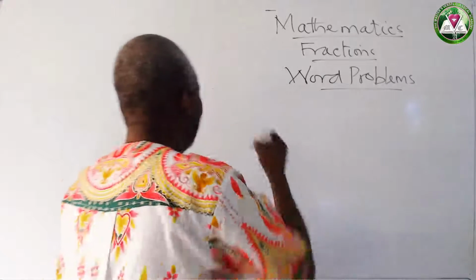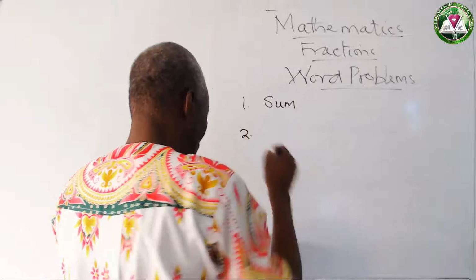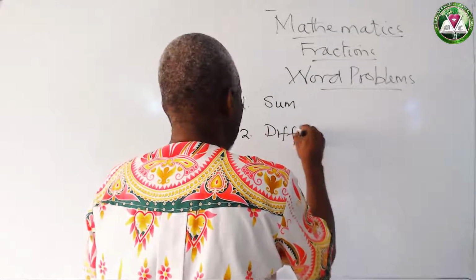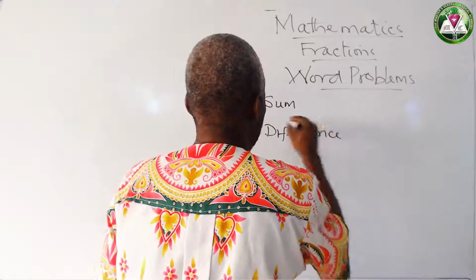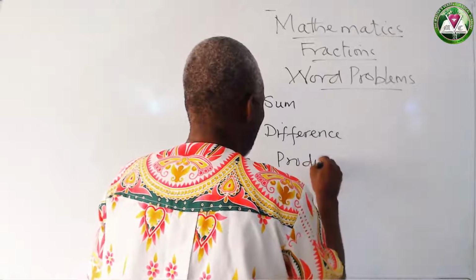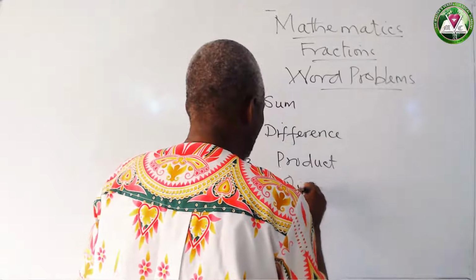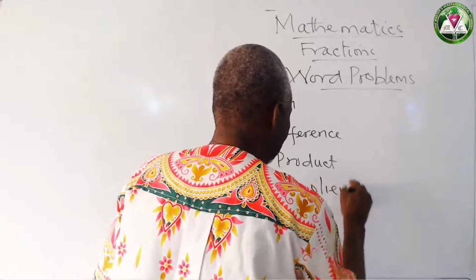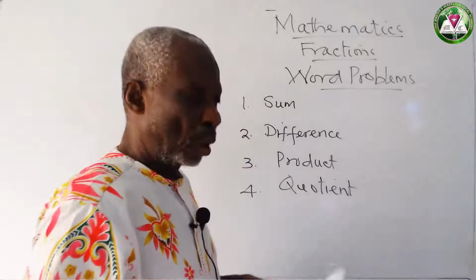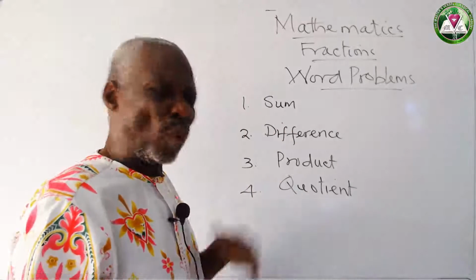1 is sum. 2 is difference. 3 is product. And 4 is quotient. Whenever we see these words, we have to think about the implication, what they stand for, what is involved in them.